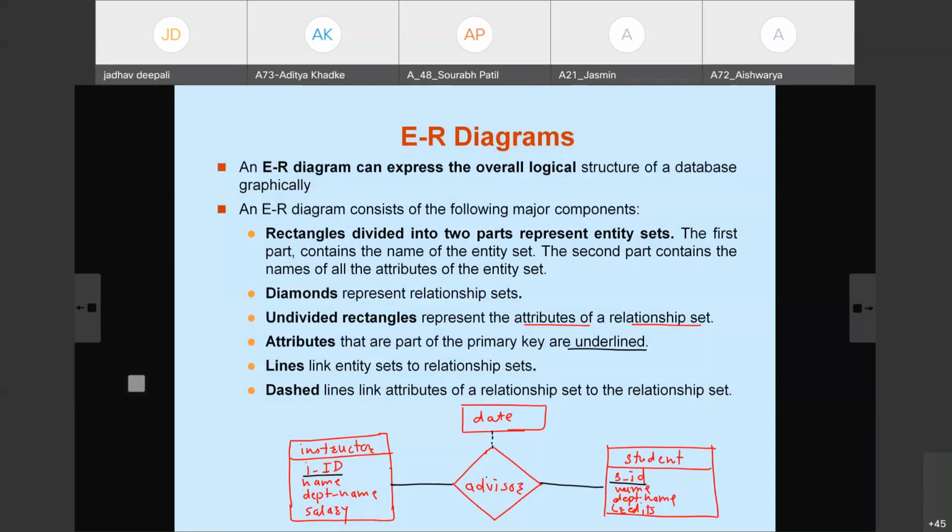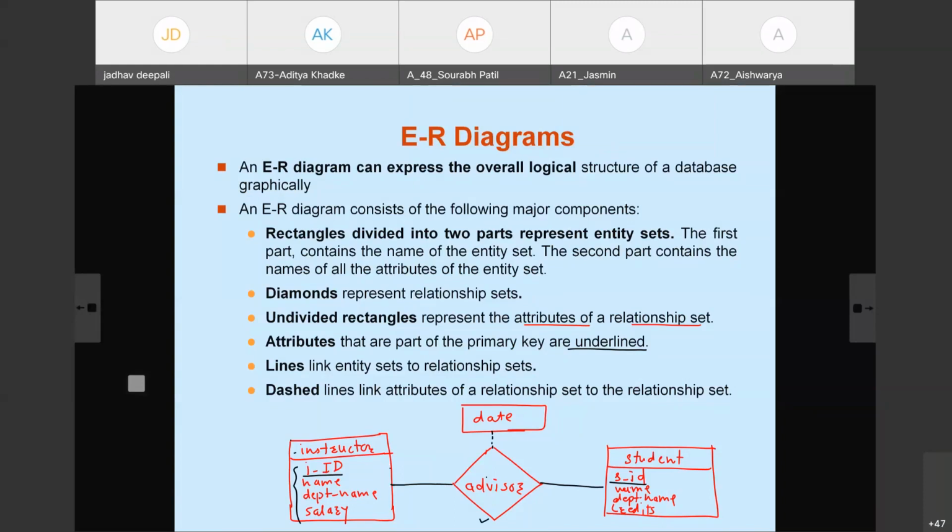So these are some simple or major components of an ER diagram. The first one is the rectangle divided into two parts, such as instructor, which represents the entity and the attributes of that entity. Then the diamond represents the relationship set between the entity sets. If it is a binary relationship set, it is between two entity sets. If it is ternary, three, depending upon the degree of the relationship set.